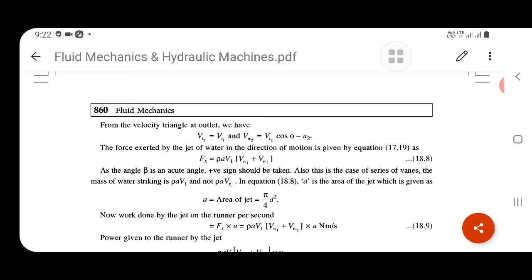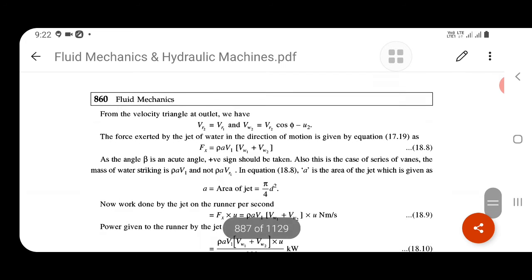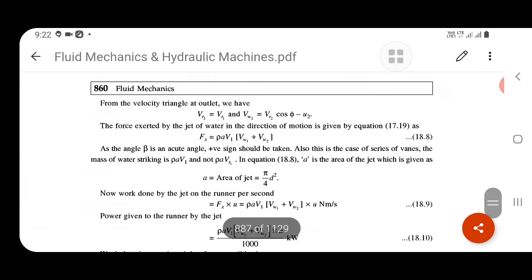So in this way, beta is an acute angle, so the negative sign will be taken. So the mass striking is rho a V1, which is equal to rho a VR1. With the help of that equation, the area of the jet is given by pi by 4 d square. So the net work done is Fx into U, that is force into displacement. So rho a V1 (VW1 plus VW2) into U. So let's write this down.